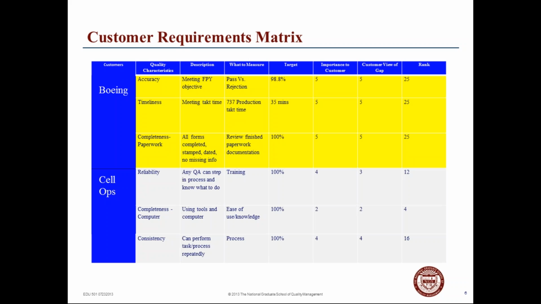For the cell ops, they were looking for reliability, completeness of our computer work and data entry, and then of course consistency. With reliability, any QA can step into the process and know what to do. That requires training and a target of 100%, and we gave that a rating of 12. And then with the completeness of our computer work, being able to use the tools, use the computer, and find the folders that are needed, so ease of knowledge, we gave that a target of 100% and a score of 4. And then, of course, with consistency, that we can perform the task or the process repeatedly at 100%, we gave that a score of 16.